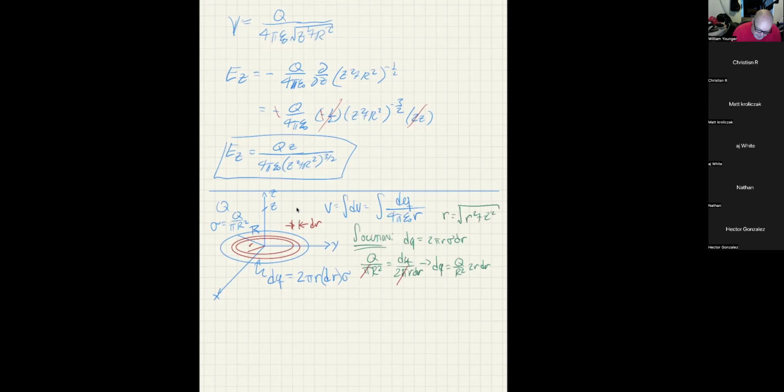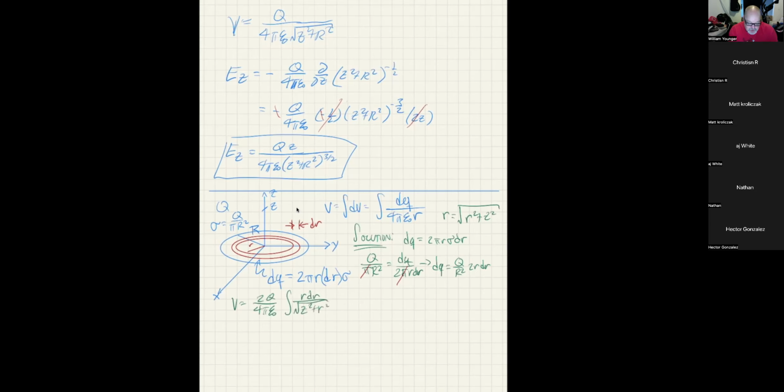So I'm going to say V is equal to, let's pull out all the constants. I'm going to say the constants are 2Q over 4 pi epsilon naught. And then I've got left inside r a dr over the square root of z squared plus r squared.